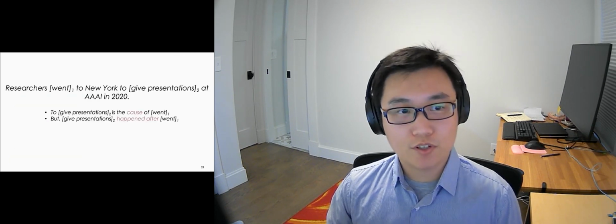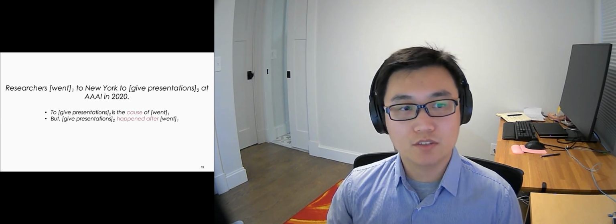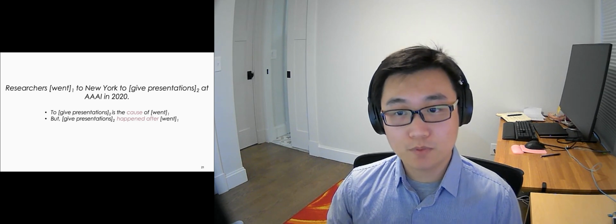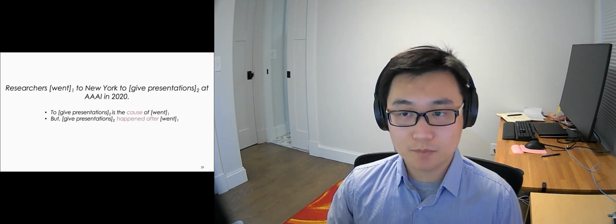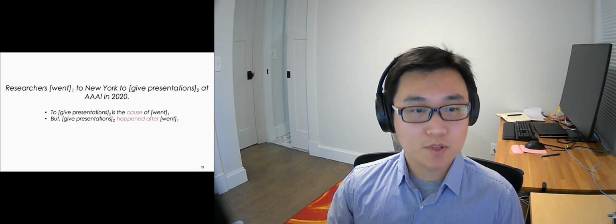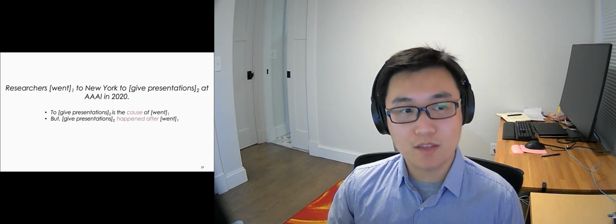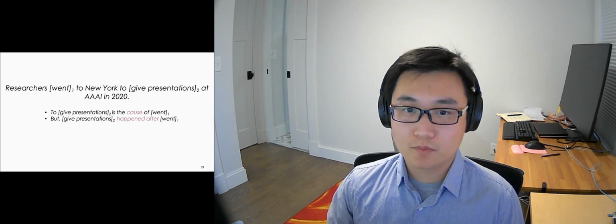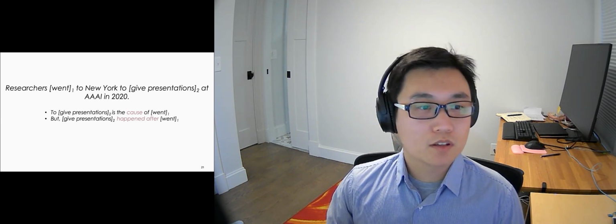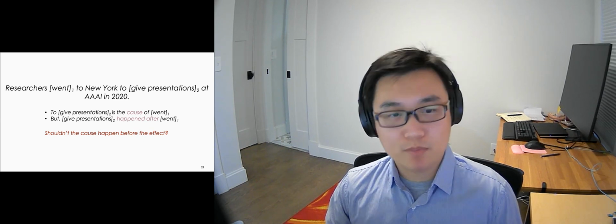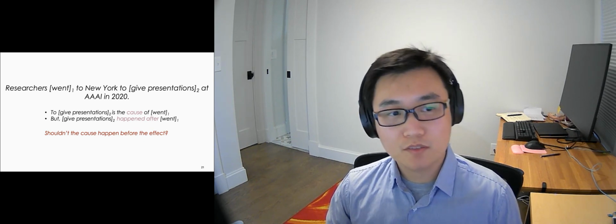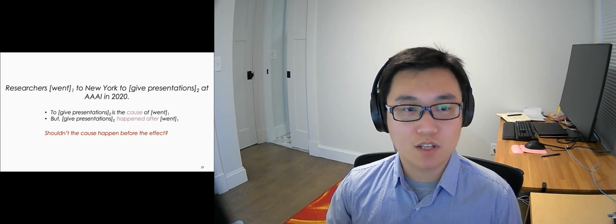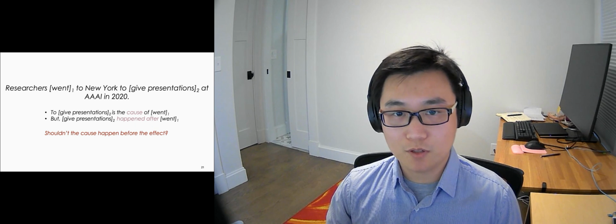For instance, researchers went to New York to give presentations at AAAI in 2020. This is a very well-formed, unambiguous sentence. And we know to give presentations is a cause of went. And give presentations happen after went. However, shouldn't the cause event happen before the effect event? This is what we know physically, but this is obviously violated in the definition of this example.